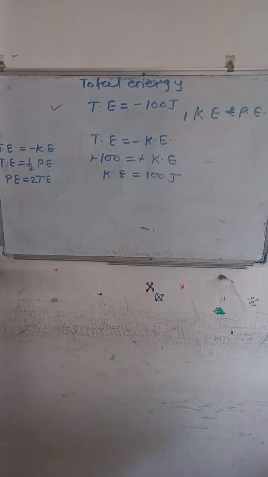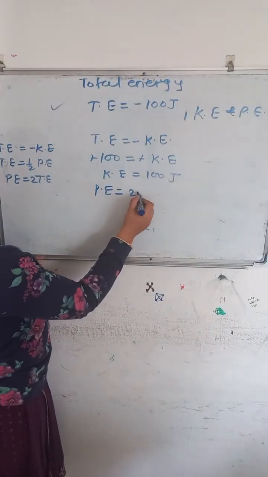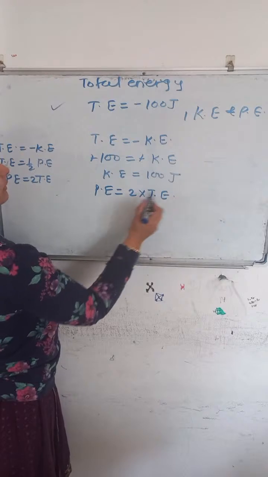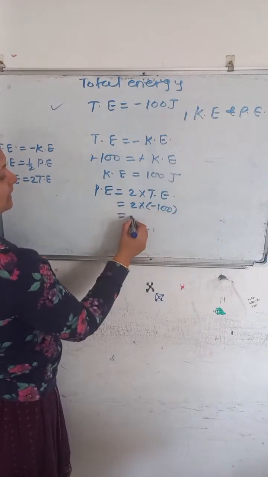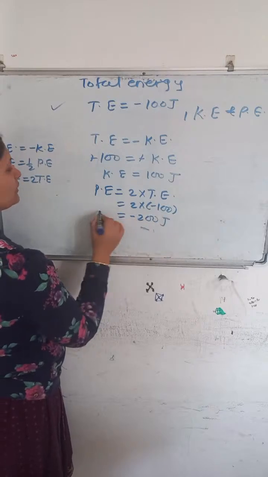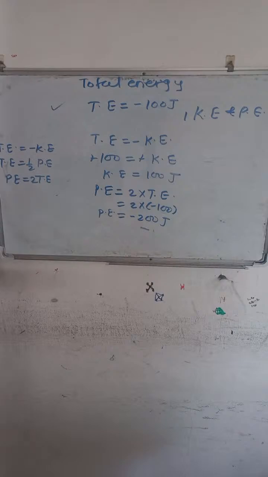Now calculate the potential energy. So potential energy I know is twice the total energy. Okay, so 2 into total energy, that is nothing but minus 200 joule, is your potential energy. Okay, so this kind of questions sometimes they ask. I hope everyone understood this. Very simple and easy problems.